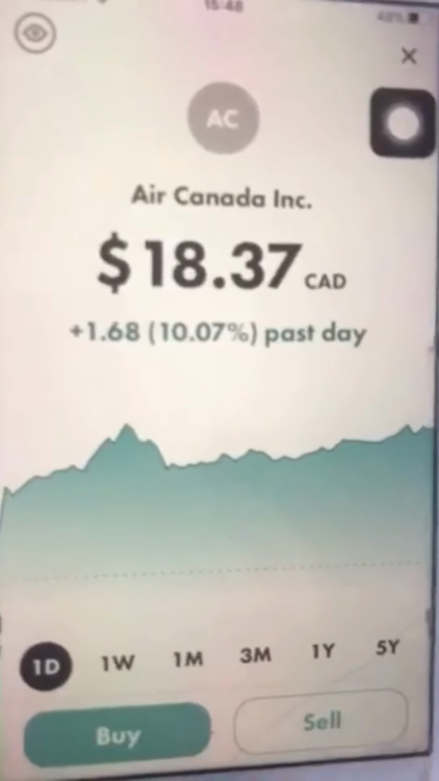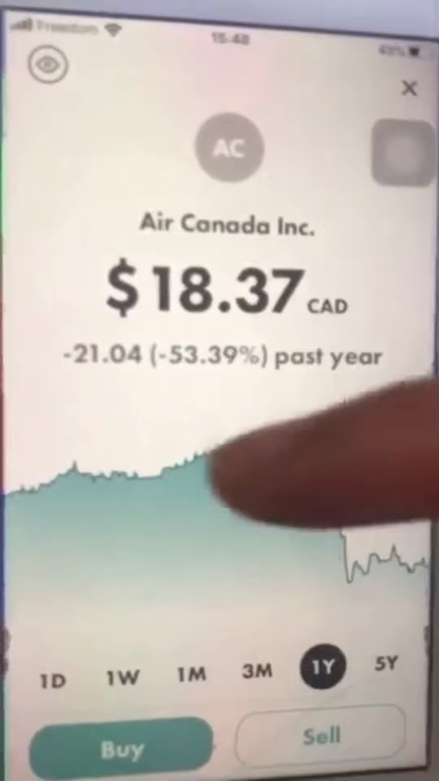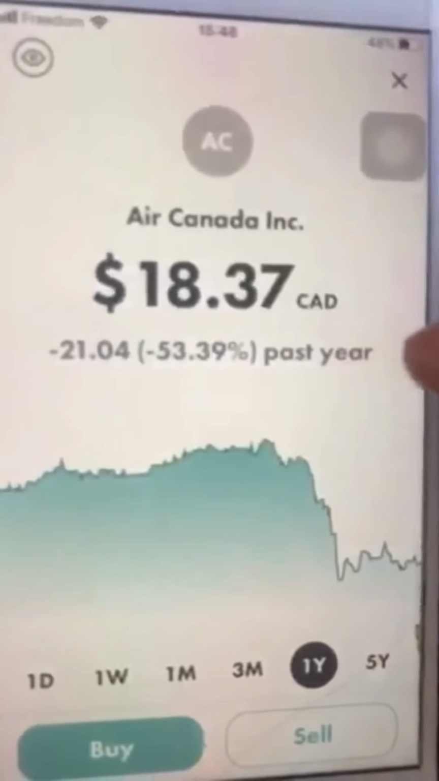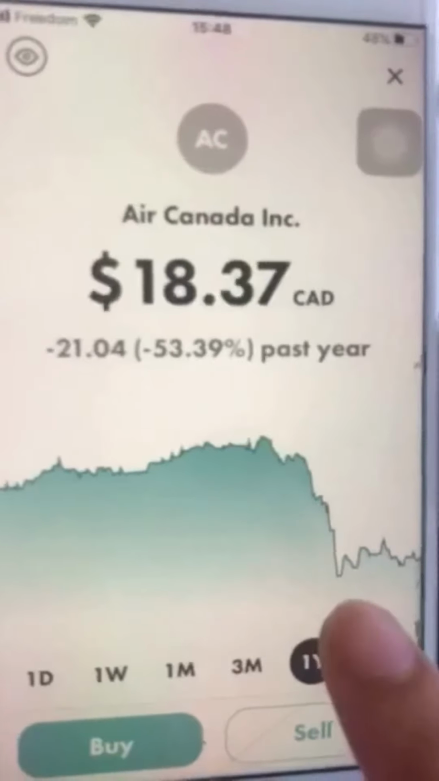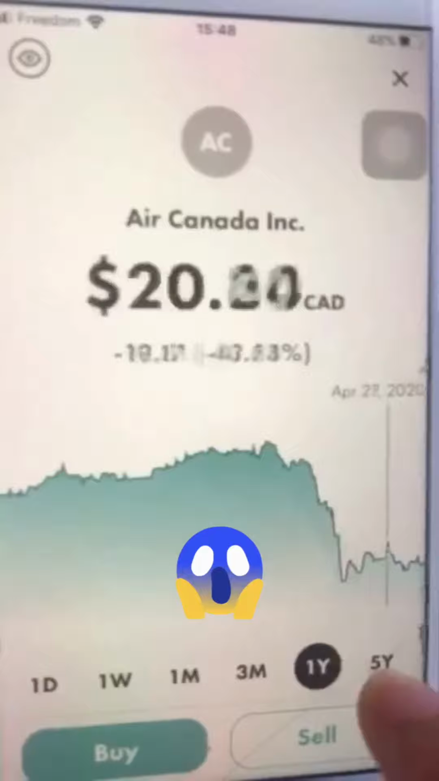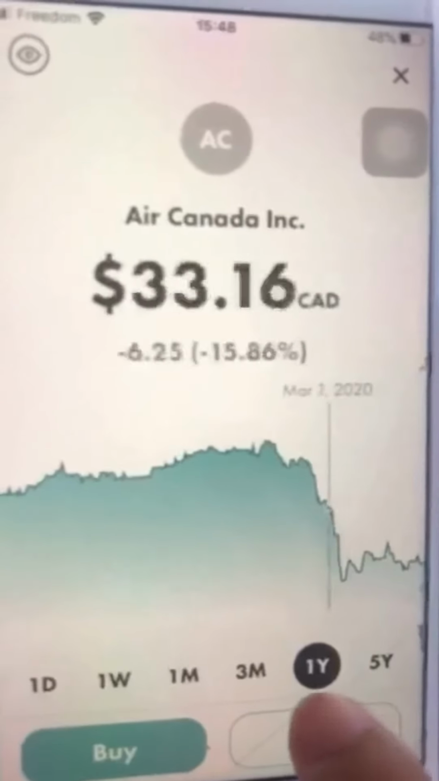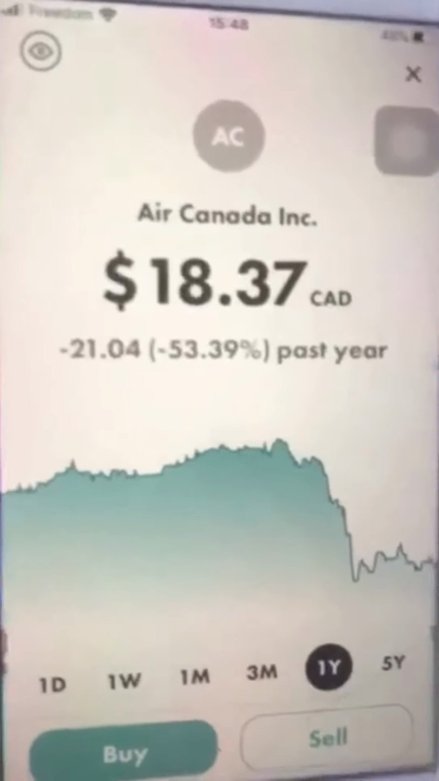And if you look again at the 1 year of how Air Canada has been trading, over the year, it's been going up, as you can see right here. But because of the pandemic, it went down. It's almost at the rock bottom here. So this definitely is a really good bargain at this time.